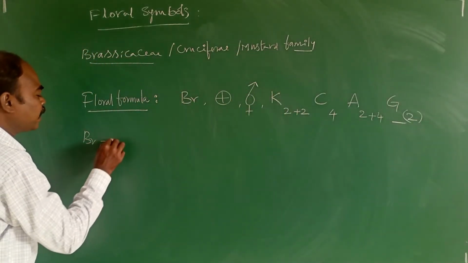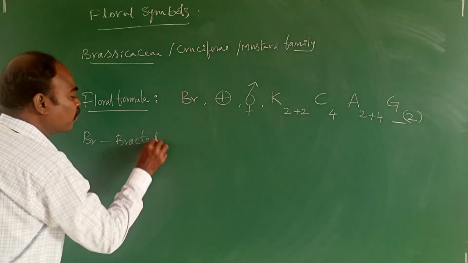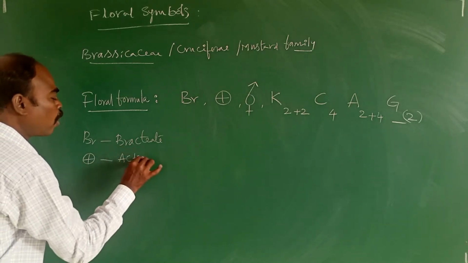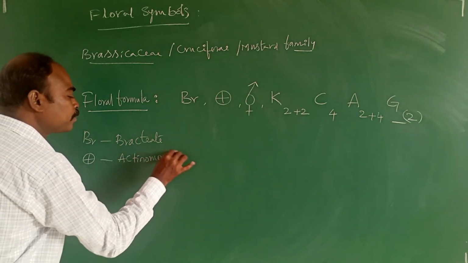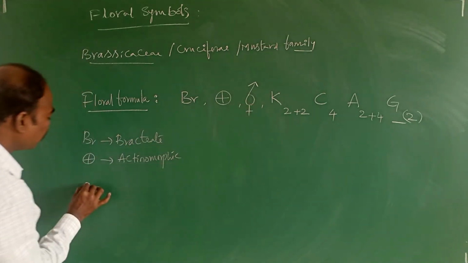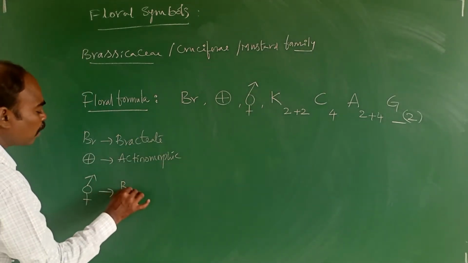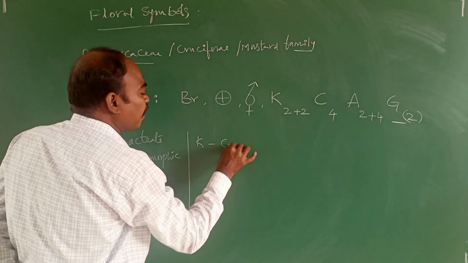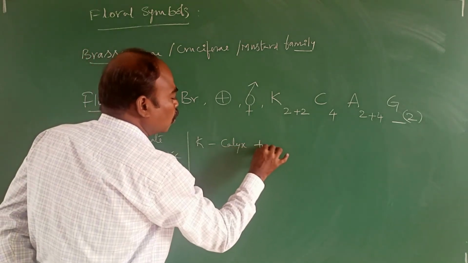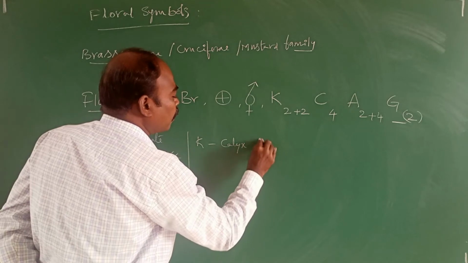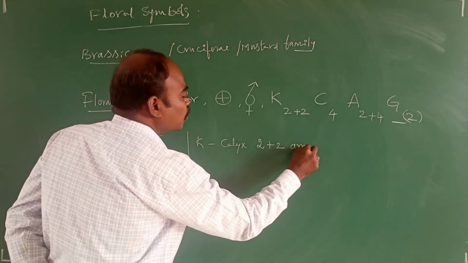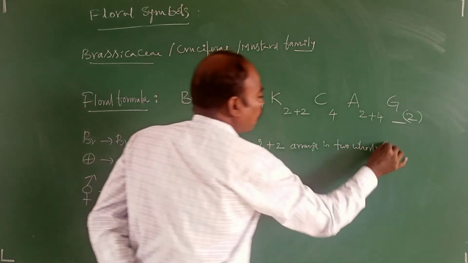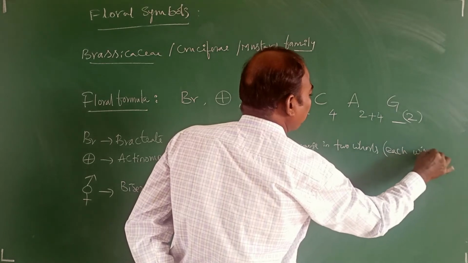So what does BR indicate? Bracteate flowers. What does that symbol indicate? Actinomorphic flowers. What does this symbol indicate? Bisexual flowers. What does K indicate? Calyx, 2 plus 2 arranged in 2 whorls, each with 2 sepals.